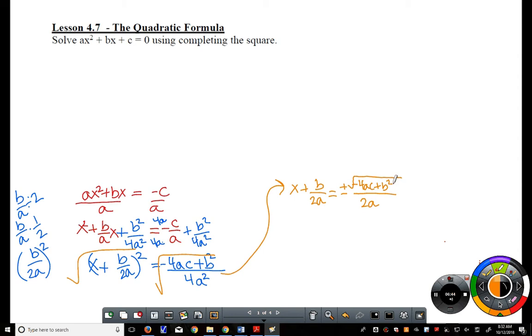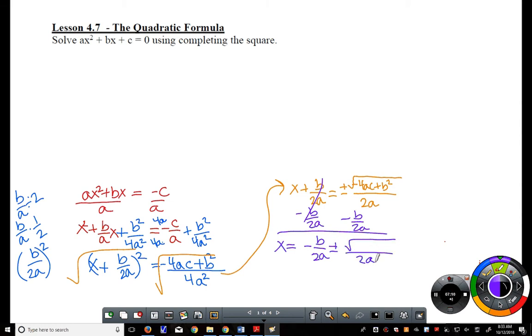Okay. And then to get x alone, what do I need to do? Yep, I need to subtract this fraction over here that's being added to x. So I'm going to go ahead and do that. And here's what I have. X is equal to negative b over 2a plus or minus this giant square root over 2a.